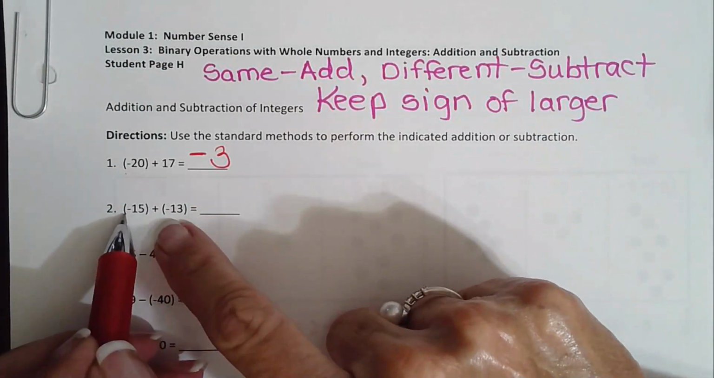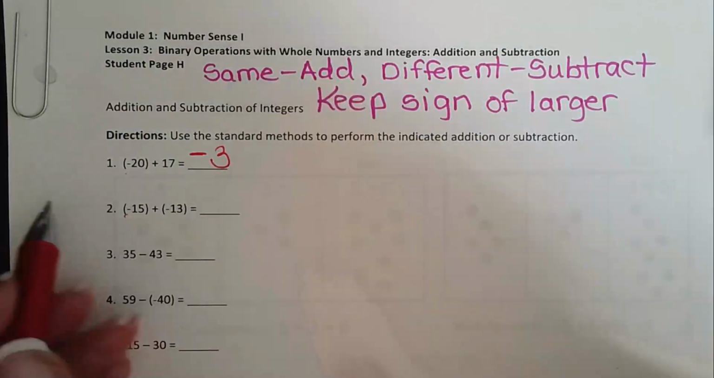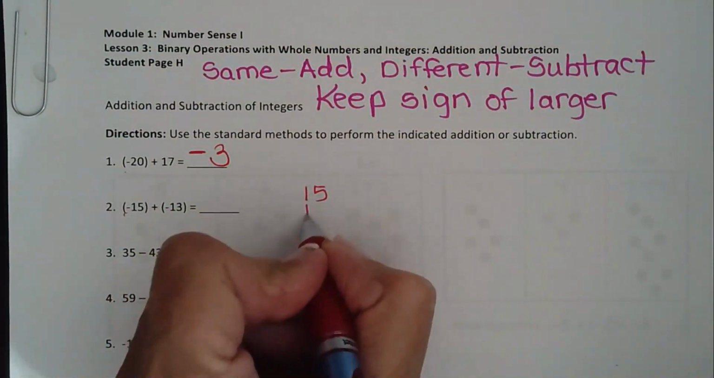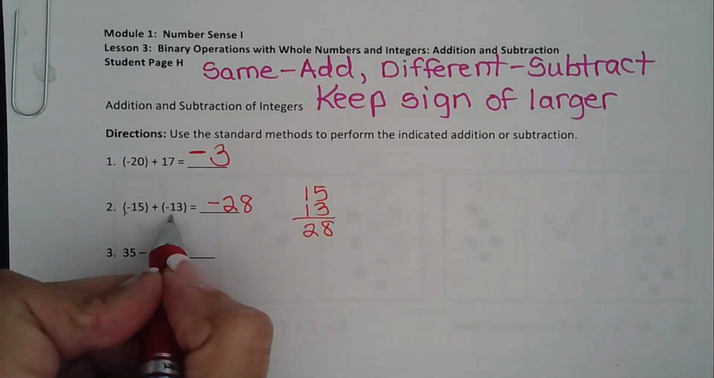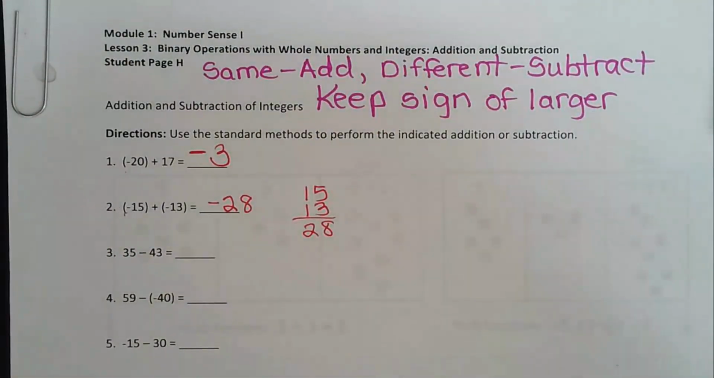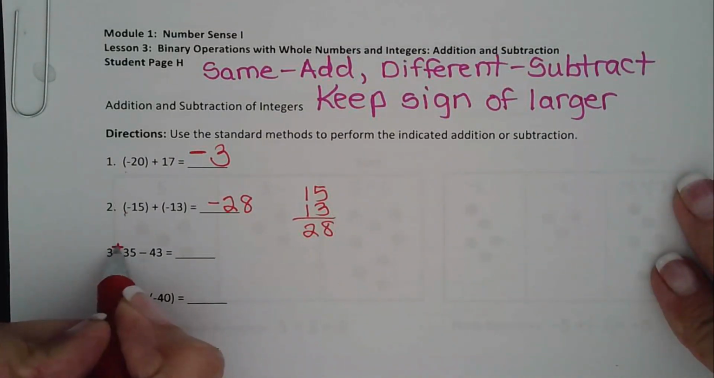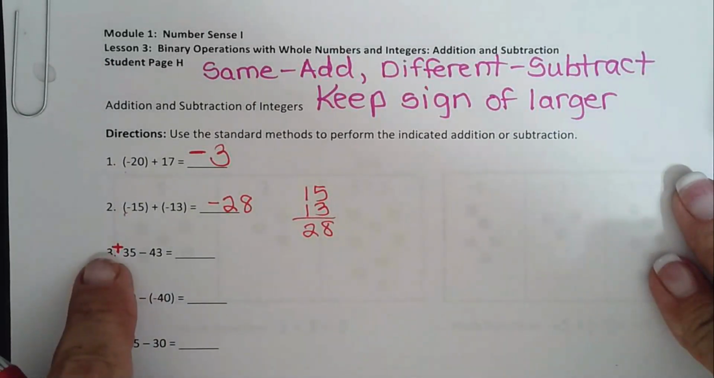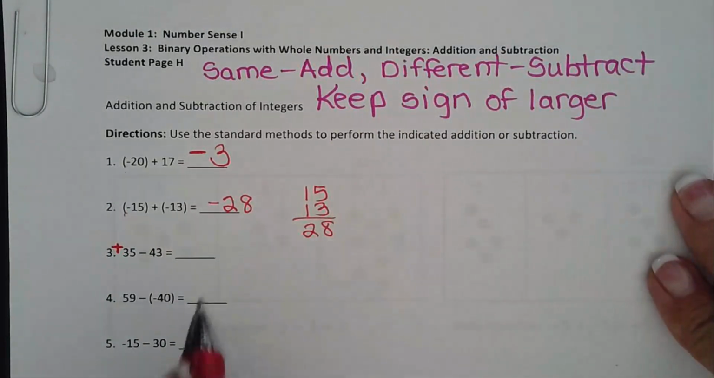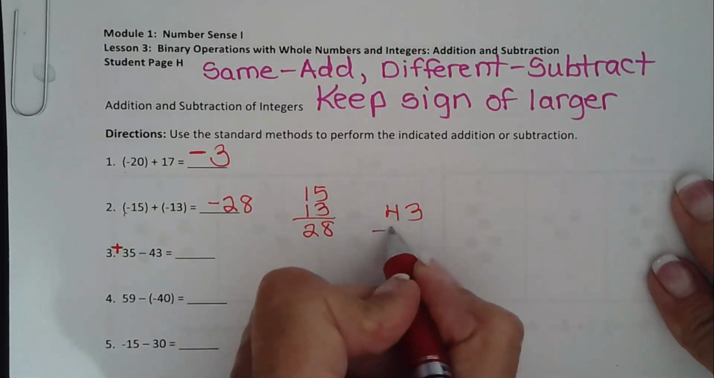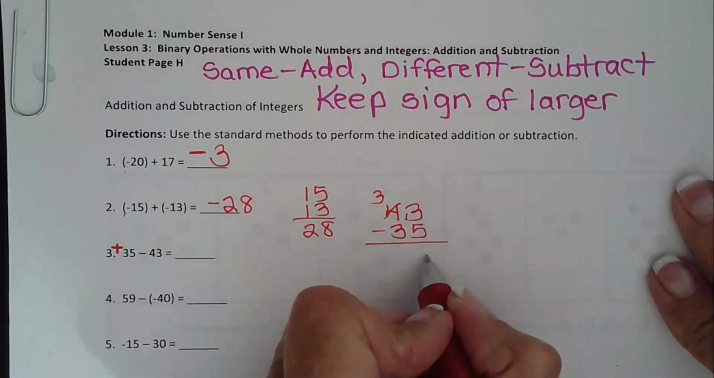Okay, here the signs are the same, 2 negatives. So when they're the same, we add. So 15 and 13 is 28. And we keep the sign of the larger, negative. They're both the same sign. And this, remember, when there's no sign in front, that means it's positive. So a positive and a negative, they're different, so that tells me to subtract. So 43 minus 35, 8.